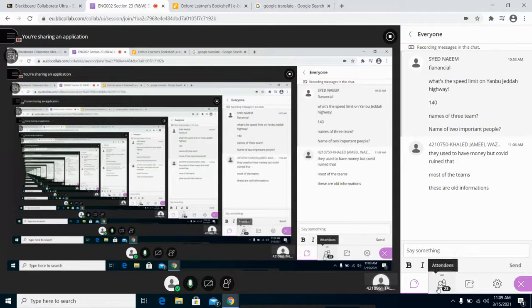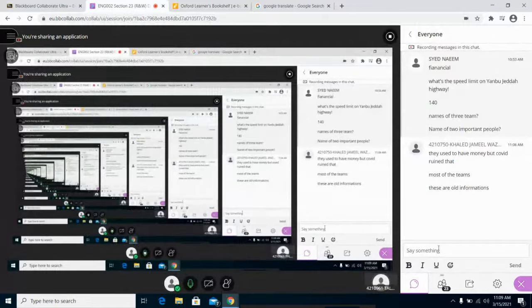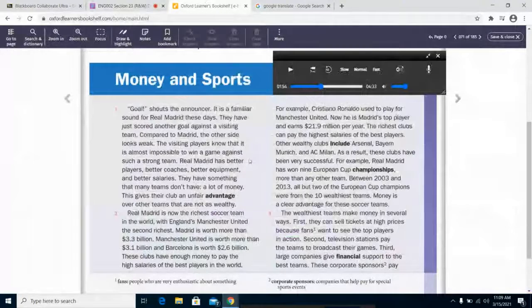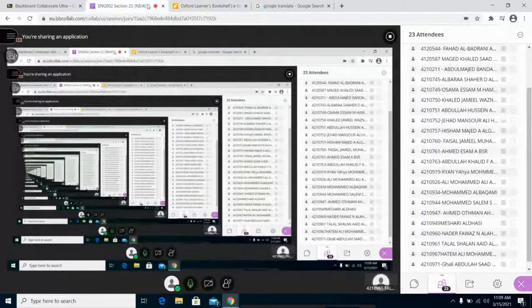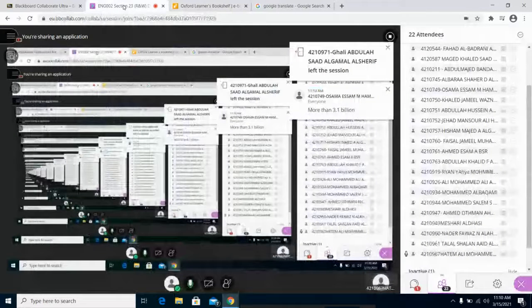Okay. But can someone tell me how much money does Cristiano Ronaldo earn per year? Each year, how much money does he make? Can someone tell me or write in the chat box? You just heard that. Hatim, can you tell us? Yes, doctor. How much money does Cristiano earn per year? It is in the second paragraph. 21.9 million. Exactly, correct. So look at the money.